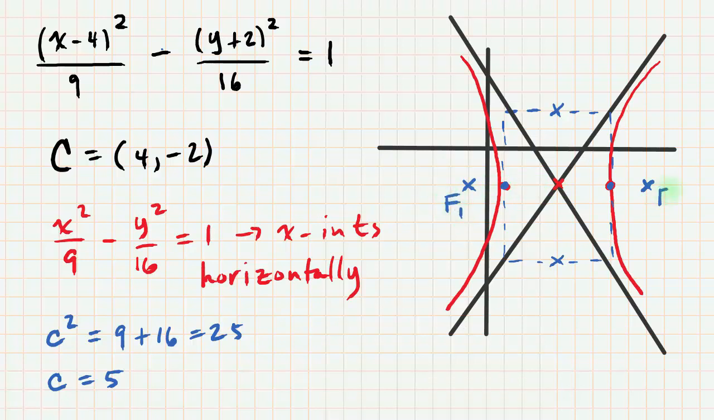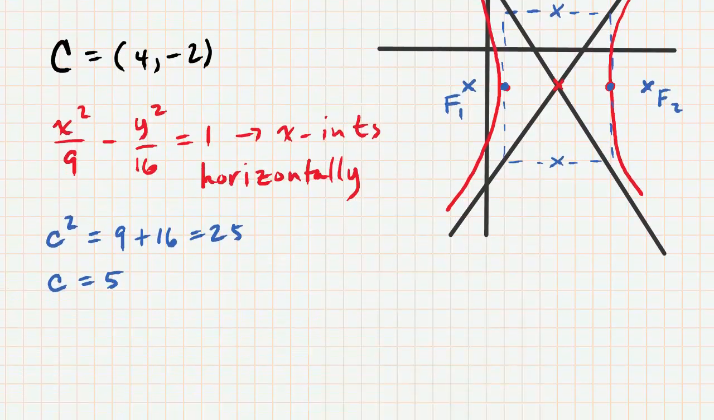Focus 1 and focus 2. And the foci are ordered pairs. So we could write them like this. We could say that the coordinates for the foci, the x-coordinates will be 4 ± 3, whoops, I said that incorrectly. It should be 4 ± 5. Sorry about that. All right, c is 5.